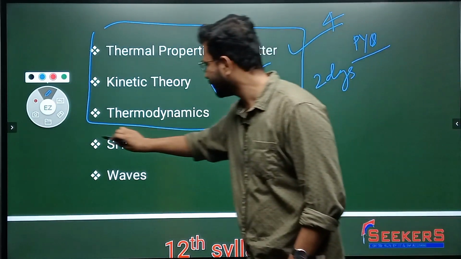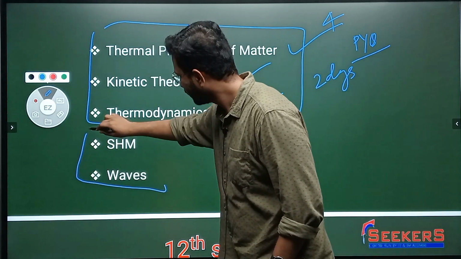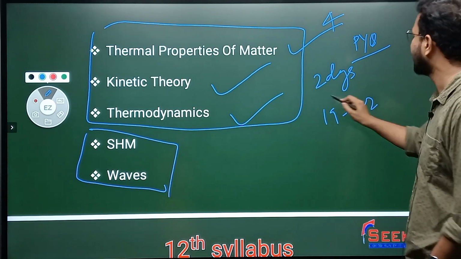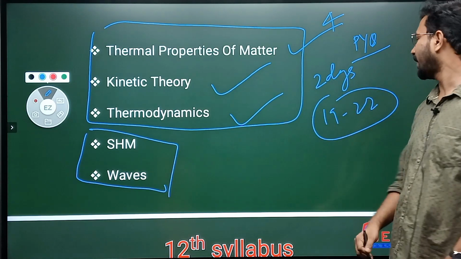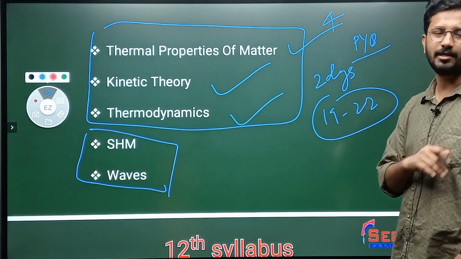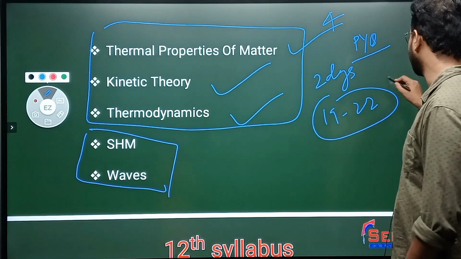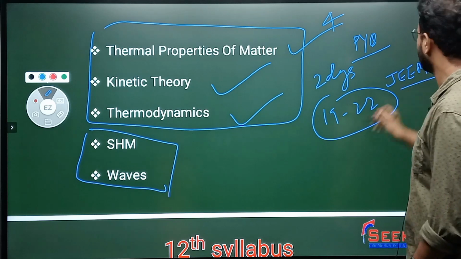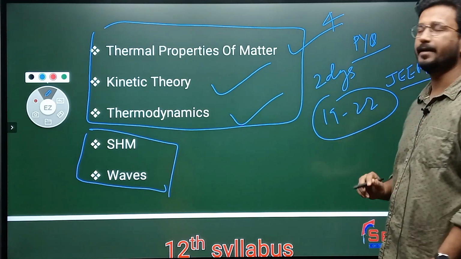Then we have SHM and waves, very important. Okay, if you see the previous year's questions, again from 19 to 20. Why I'm saying 19 to 20 all the time? Because from 19 to 20 they have definitely reduced the level of the examinations for JEE Mains at least. So you have to follow basically mostly 19 to 22.